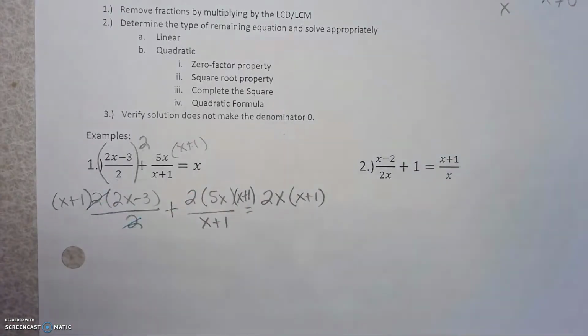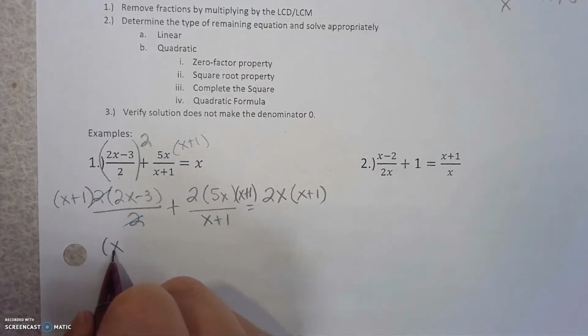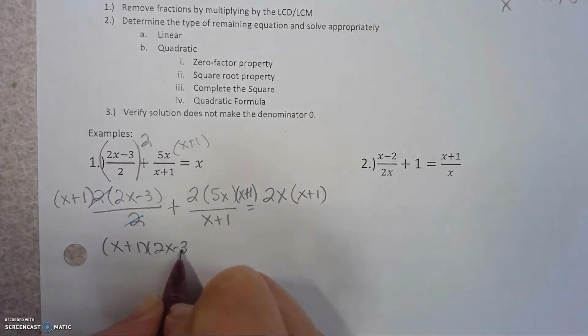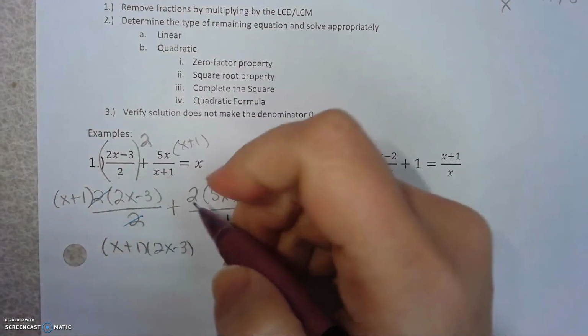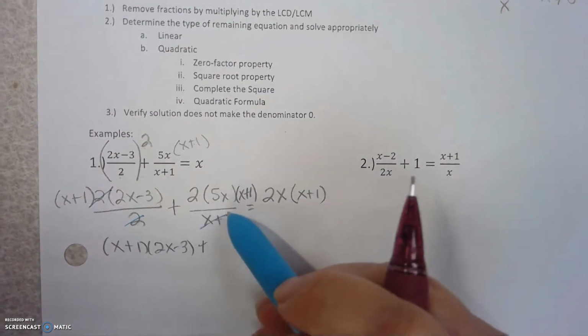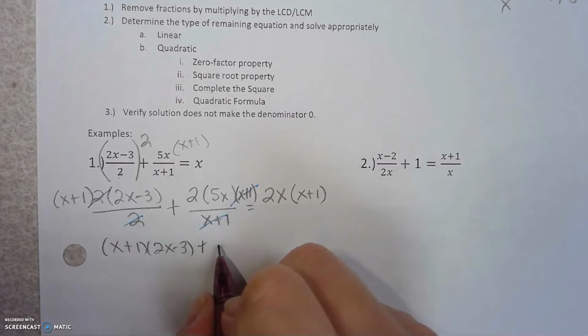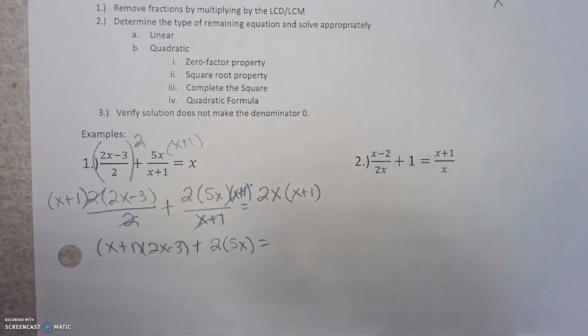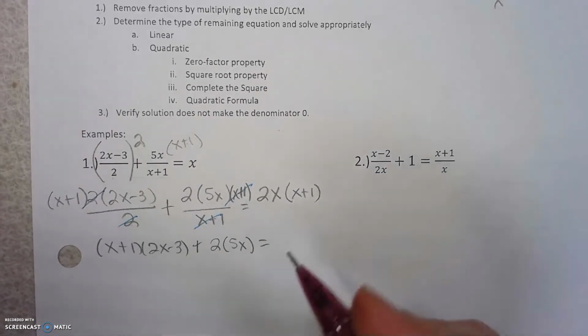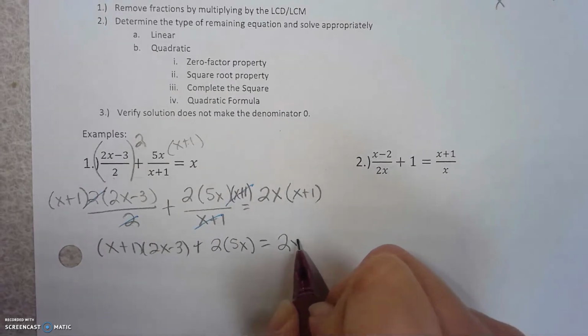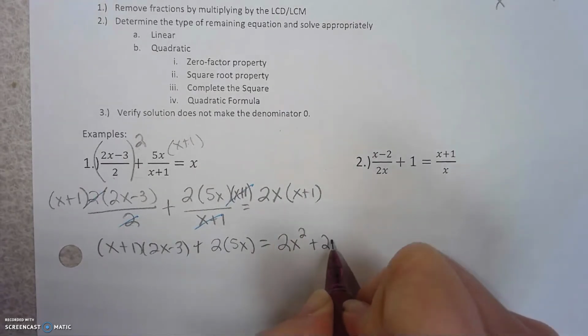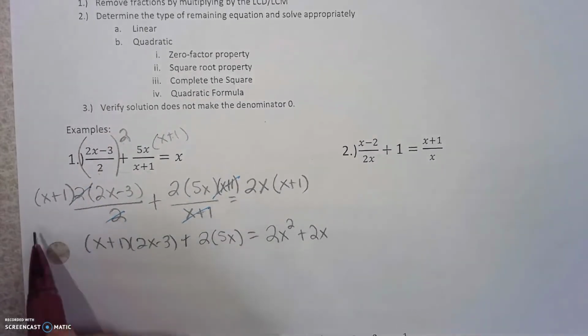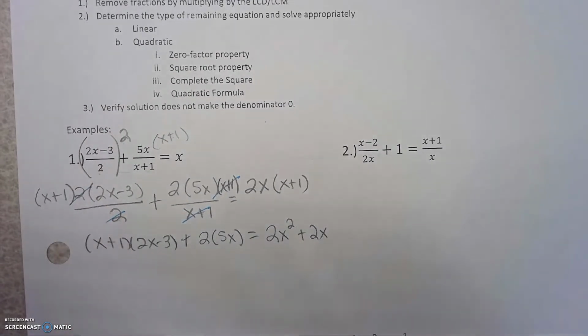this 2 and this 2 will cancel or divide out, and I'll be left with x plus 1 times (2x minus 3). And then this plus sign, and this x plus 1 and this x plus 1 will divide out, and I'll be left with 2 times 5x. On this last term, there's nothing to divide out, so everything just gets multiplied together. 2x times x is 2x squared, and 2x times 1 is 2x. I notice now that I no longer have any fractions. I divided my denominator into what I was multiplying by so that they would divide out.